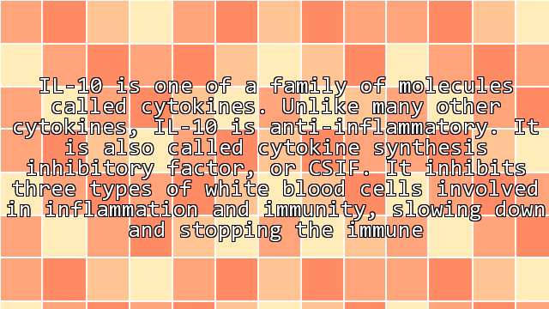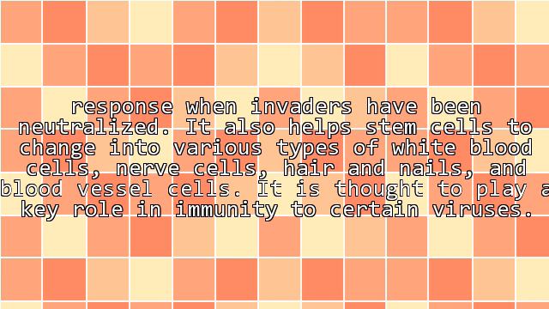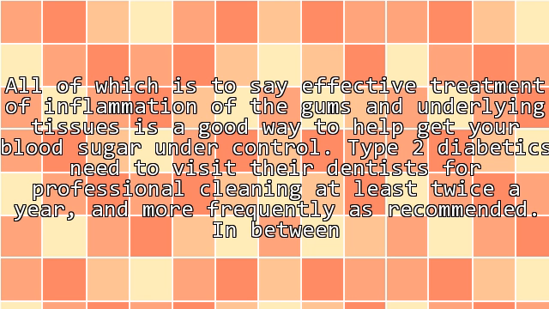It inhibits 3 types of white blood cells involved in inflammation and immunity, slowing down and stopping the immune response when invaders have been neutralized. It also helps stem cells to change into various types of white blood cells, nerve cells, hair and nails, and blood vessel cells. It is thought to play a key role in immunity to certain viruses. All of which is to say effective treatment of inflammation of the gums and underlying tissues is a good way to help get your blood sugar under control.